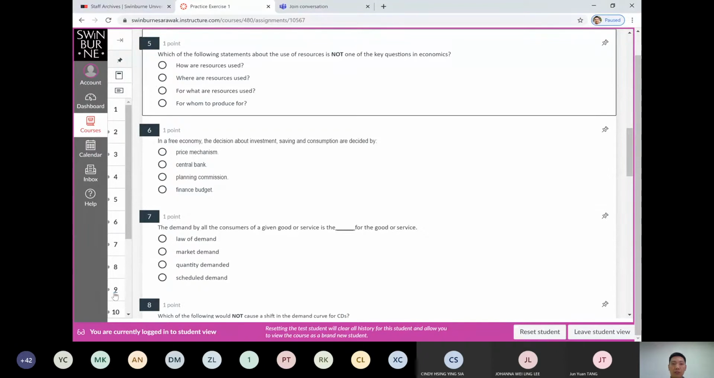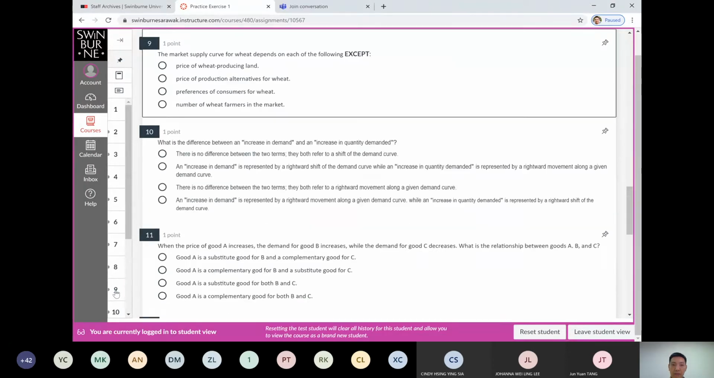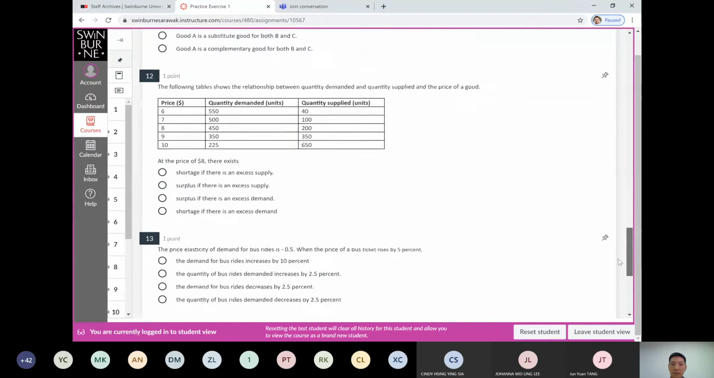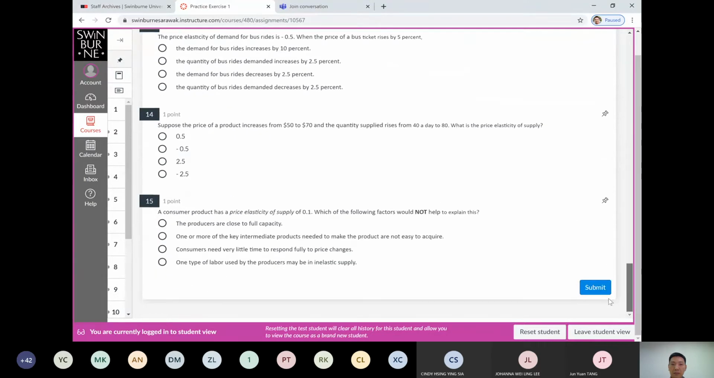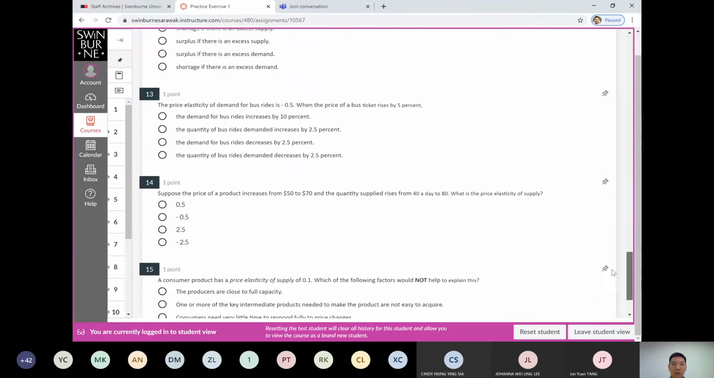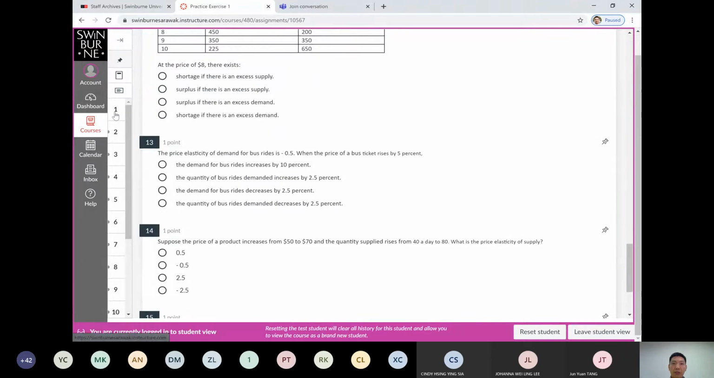Or you can go to question 9 by clicking on the box for 9. Let's say I want to go to question 9, just click on this. You may find that when you attempt question 1, there is no more dot here. That means you already answered. The one with a dot means you haven't answered yet.